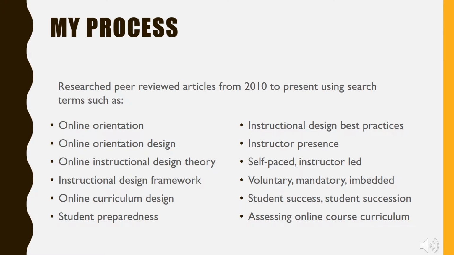The parameters I chose for my research were peer-reviewed articles between 2010 and the present. I also added that this is only for post-secondary institutions. I did not include anything from the K-12 system. In my search field, I used terms such as online orientation, instructional design framework, instructor presence, student preparedness, etc. These were to help narrow down the types of information that I anticipated needing to answer my question.